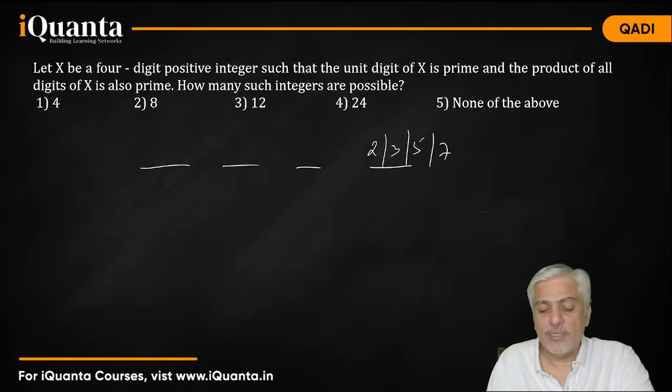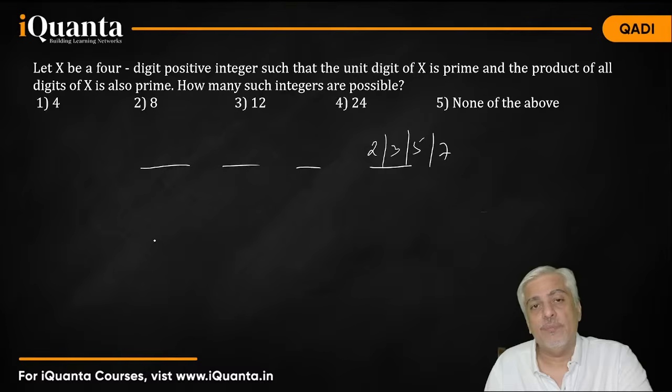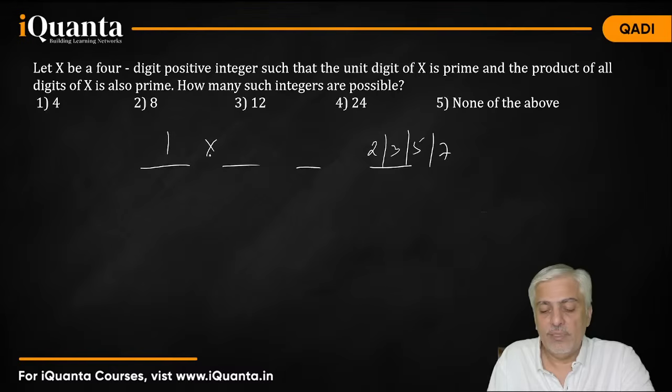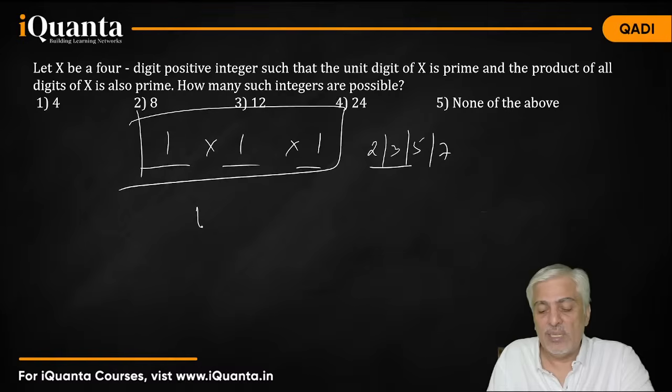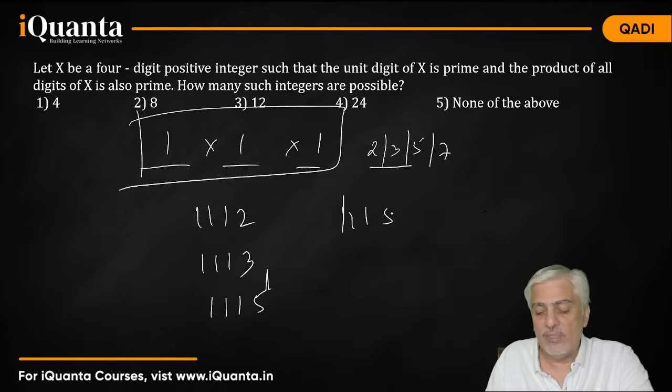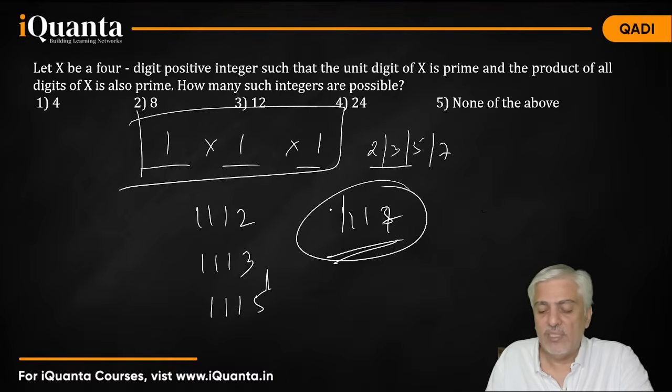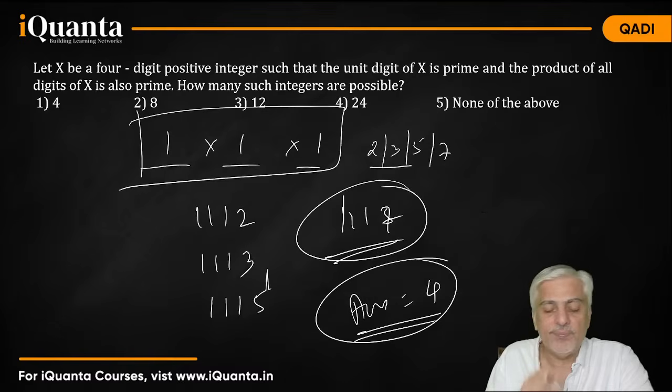As soon as I know the product of all 4 digits is prime, the only option left for all the other digits is 1, 1, 1. That means the numbers can be 1112, 1113, 1115 and 1117. That's it. Answer is 4. It's like hardly anything. Very, very basic level.